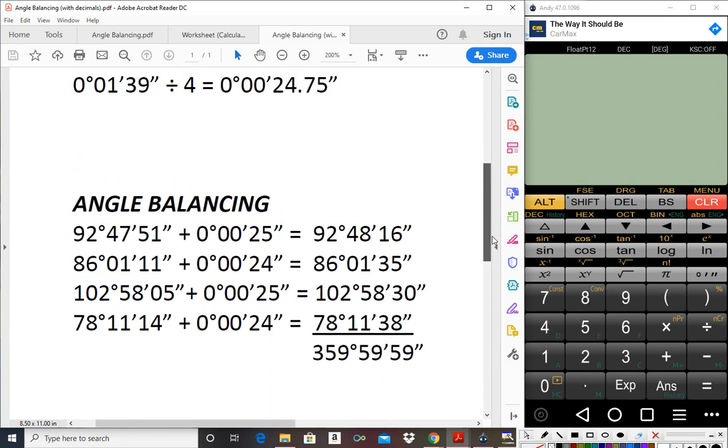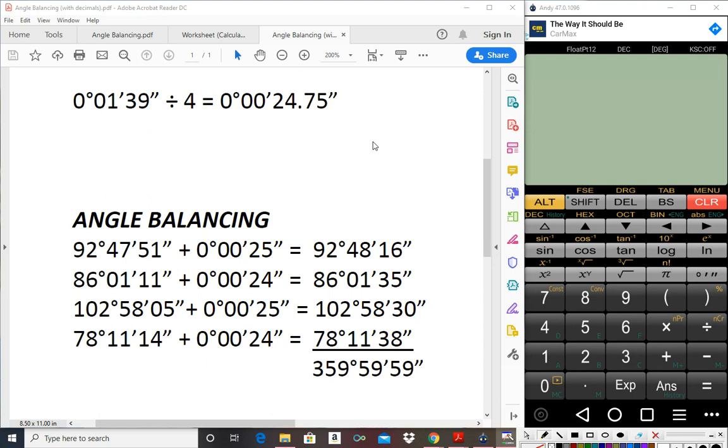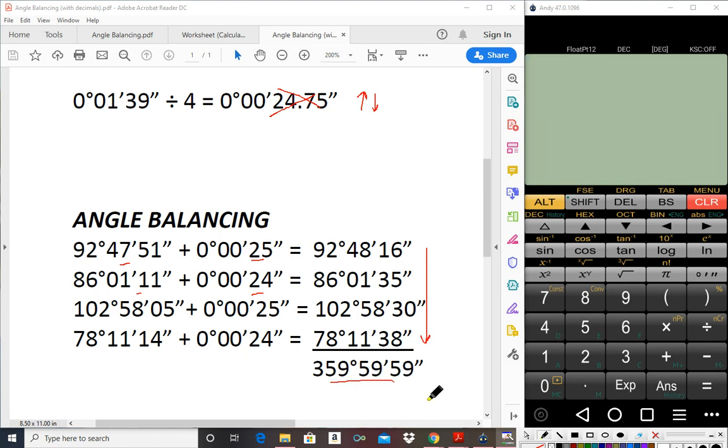In this case, I'm going to round, like I'd mentioned before, up and down. So I'm going to take the first angle, and instead of working with 24.75, I'm going to round and add 25 seconds. The next angle, I'm going to add 24 seconds. Notice I'm rounding up, then rounding down, rounding up, and rounding down. Once I do that, I will then consider my balanced angles, add them up, and in many situations, you're going to see that you're still not at the full 360 or whatever angle you need for your particular traverse.